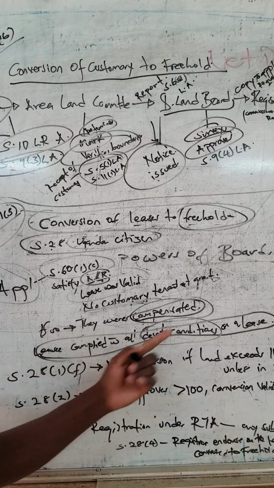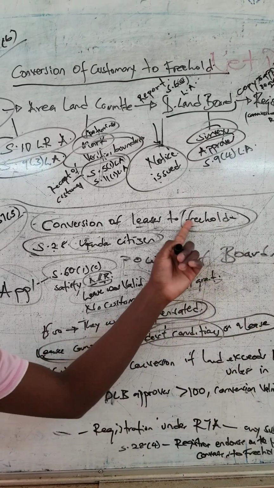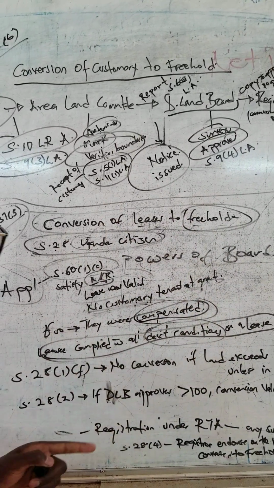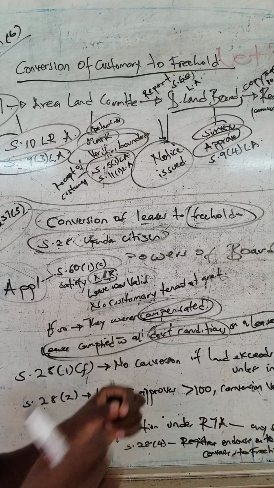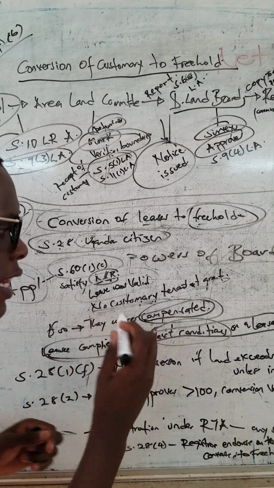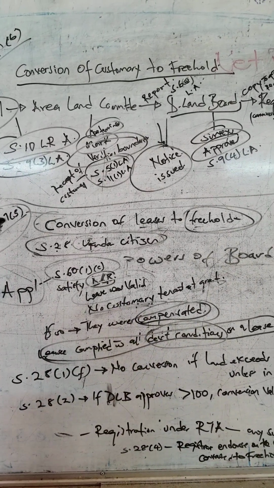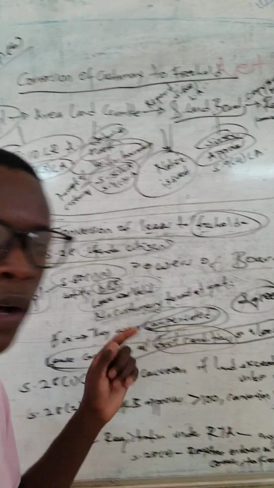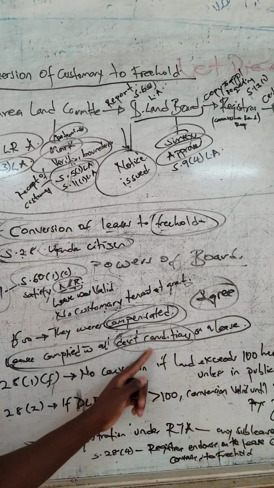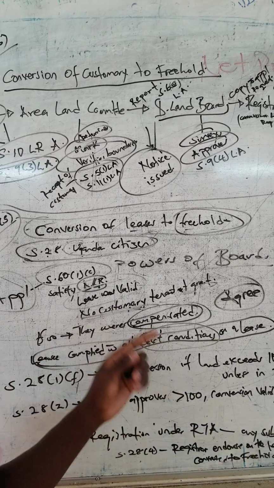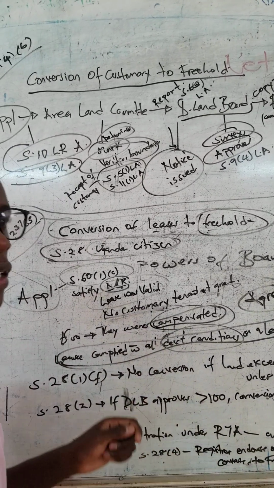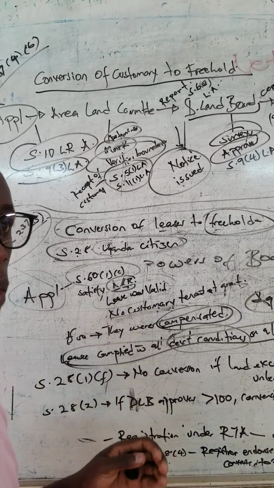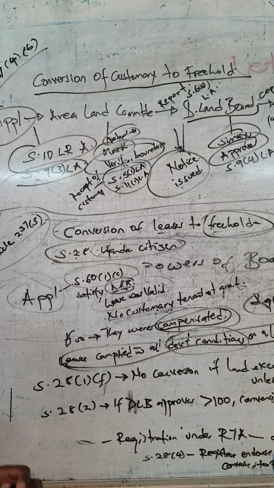So when you are transferring this lease into freehold, you must make sure that you complied with the development conditions that were in the lease agreement. You understand that you signed the lease agreement. You must make sure that you complied with the development conditions. So the district land board must make sure that you did what? You complied. So bear that in mind.